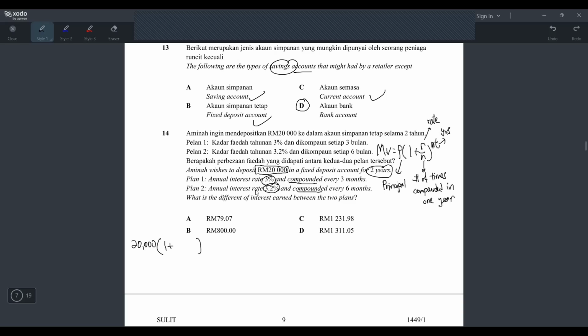R is the rate of interest, and the interest rate is 3%. But please don't write 3, and please don't write 0.3. You write 0.03. 3 over 100, when you divide, you get 0.03. You must know how to convert percentage to fraction. And then over the N.